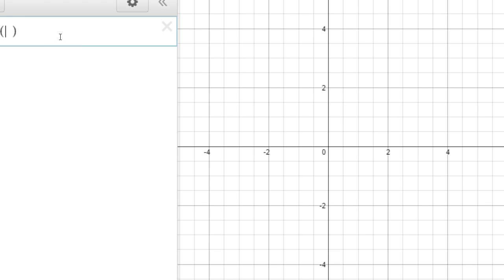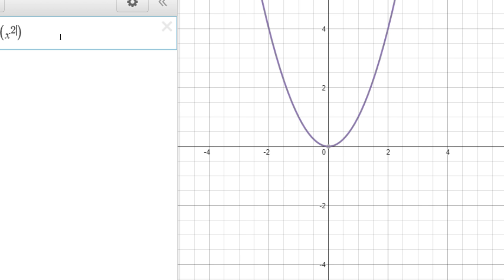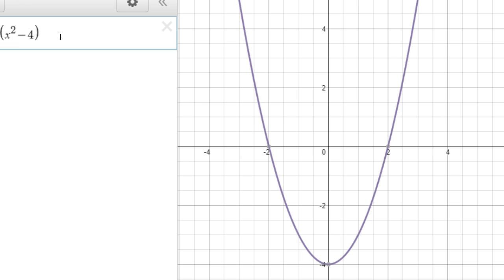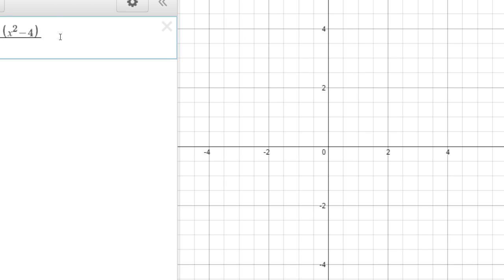Let's go x squared minus 4 divided by x plus 2. Alright, so let's say we were trying to look for the limit as x approaches -2.